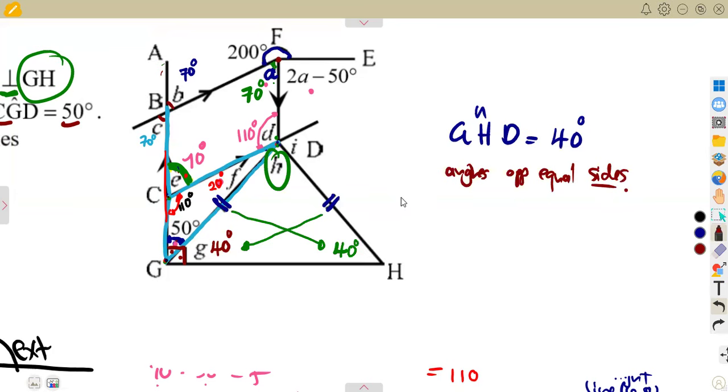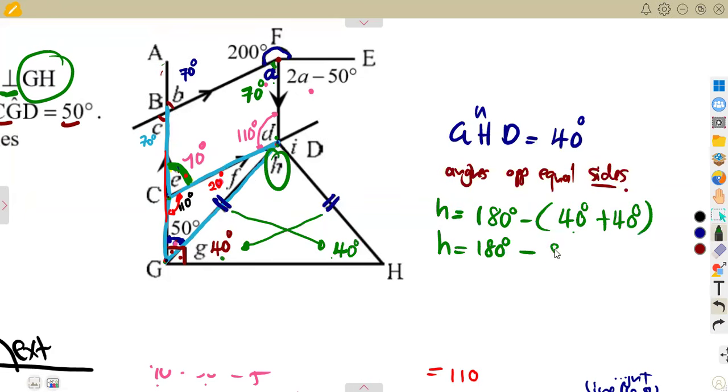Opposite equal sides, they will be equal. So if this is 40 degrees, it allows us now to calculate this small letter h. Remember, we need the letter h. So h, using angles in a triangle, is going to be 180 degrees minus the angles that are inside of the triangle, the 40 and the 40. So h is 180 degrees minus 40 plus 40, that is 80 degrees, and h is going to be 100 degrees. So this angle h at this point is 100 degrees.